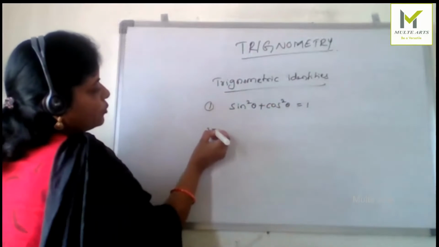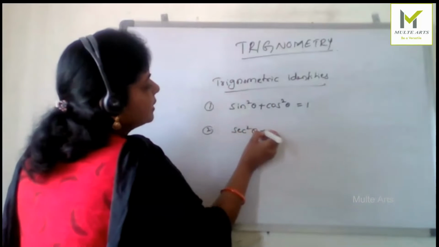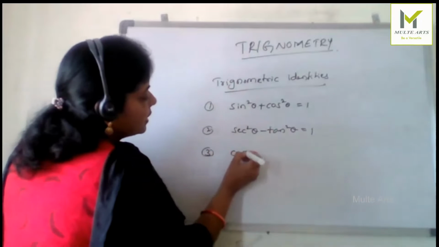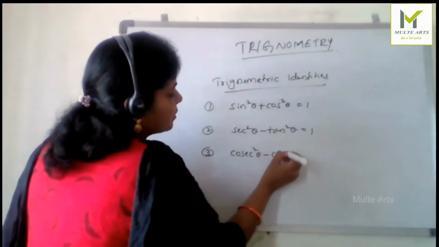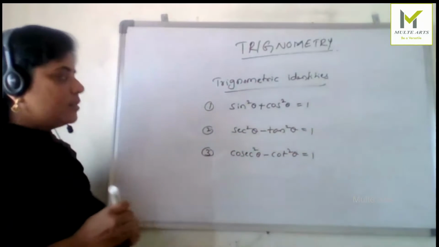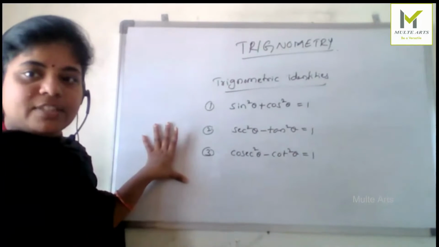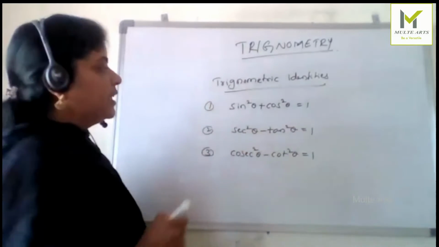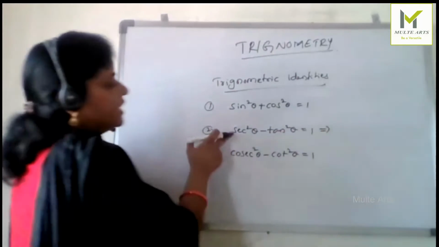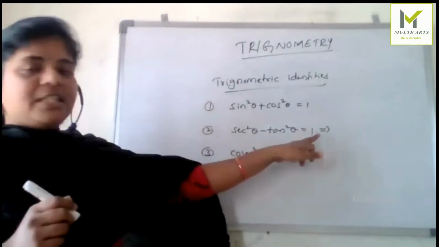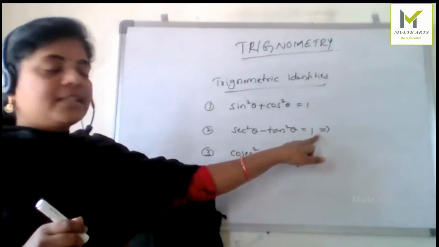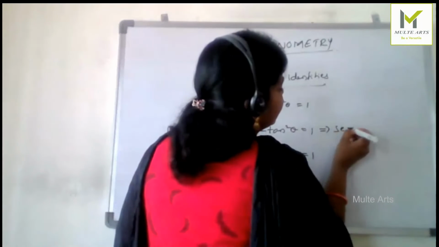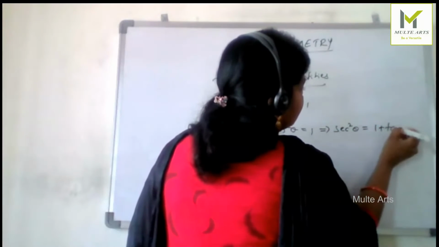And the second one is secant square theta minus tan square theta equal to 1. And the next one is cosecant square theta minus cot square theta equal to 1. So these are the main trigonometric identities which are very helpful in our problems. And from secant square minus tan square we can evaluate one more, that is secant square theta can be written as 1 plus tan square theta, because minus tan square theta, if it goes to the right hand side, minus will become plus.